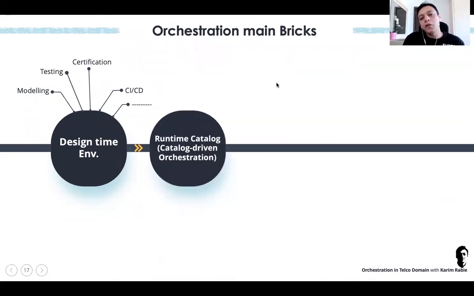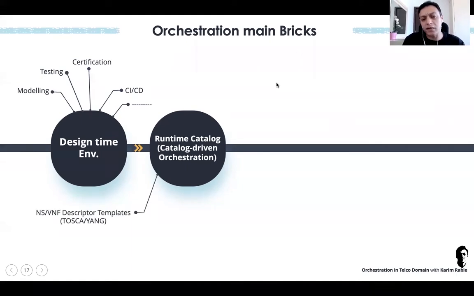And then you have a very important brick, which is the runtime catalog. And please always keep in mind what I've shown you in the tab, where you see the catalogs. And catalogs exist in the product and in the service and resources domains. So in the catalog, the output of the design time environment, the modeled services, the templates, the packages, are all imported in the catalog.